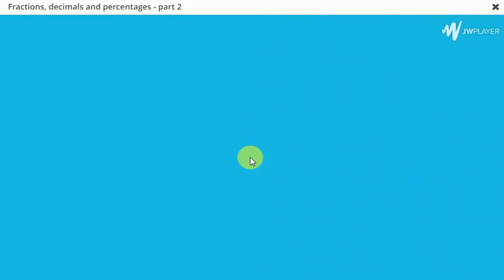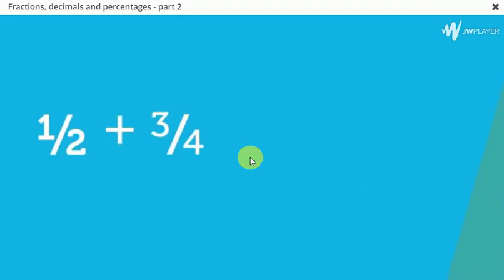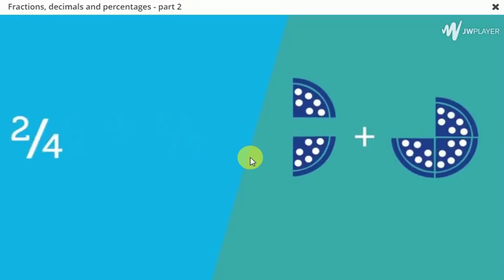Now look at this sum. 1 half add 3/4. We can't simply add these together. We need a common denominator. Let's look at this calculation with our pieces of pizza. We have a half slice from one pizza and 3/4 from another. To add them together, we can see that we need to cut the half slice in half to give us 2/4. This means that our sum looks like this: 2/4 add 3/4.